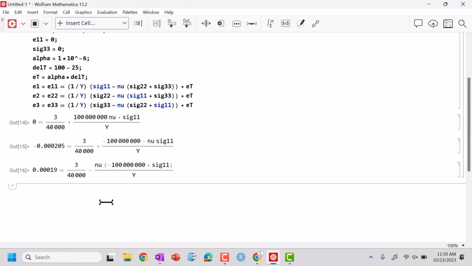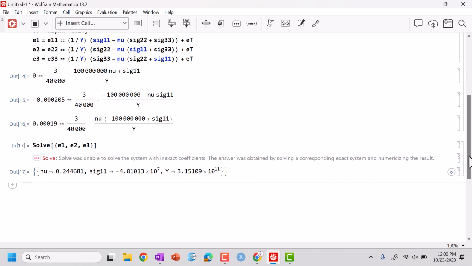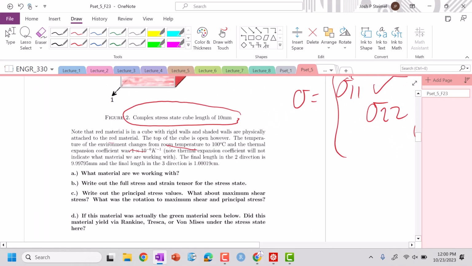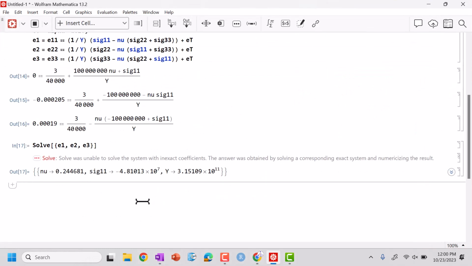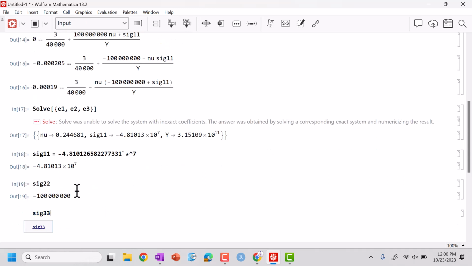And we have our expressions, we have our unknowns, so let's solve for everything. Make sure it all makes sense. E1, E2, E3. And 300 megapascals, about 0.2 for our Poisson's ratio, so we're dealing with a ceramic. Our sig11 is negative, as we'd expect. Fantastic. So we can answer the rest of these questions. What material? Ceramic. Full stress strain tensor? Got it. Principal stress values? So we can look at our sig11 is equal to this. Sig22 is this. Sig33 is here.